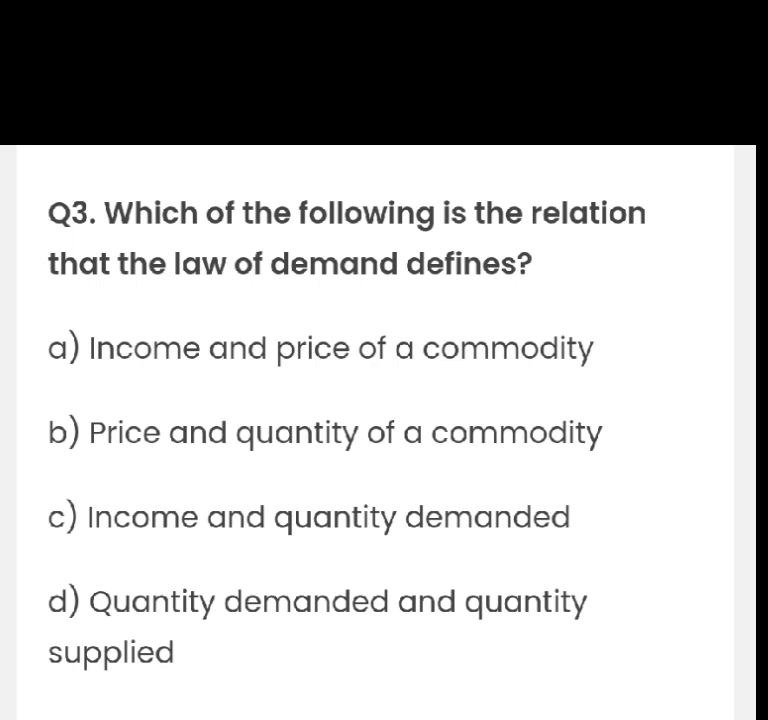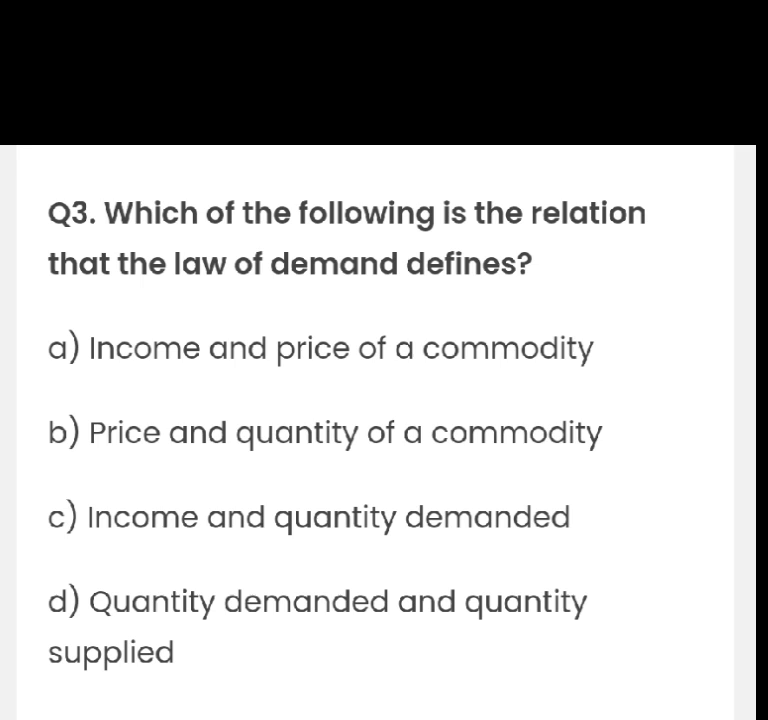Question number 3 is given here. Which of the following is the relation that the law of demand defines? That means what does the law of demand define? Option A is income and price of commodity. That means as the income increases or price increases, what will be the impact on the demand for the commodity? And second is price and quantity of a commodity. That means the price and quantity of a commodity are associated. That means the higher the prices, the lower the demand for the commodity, and the lower the prices, the higher will be the demand for the commodity.